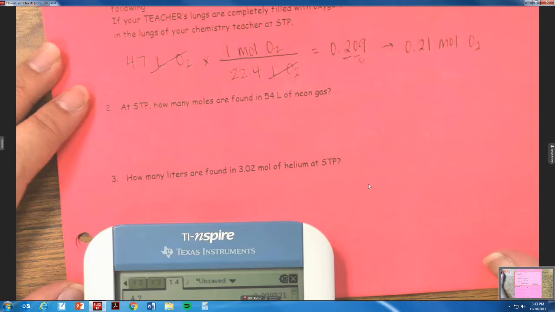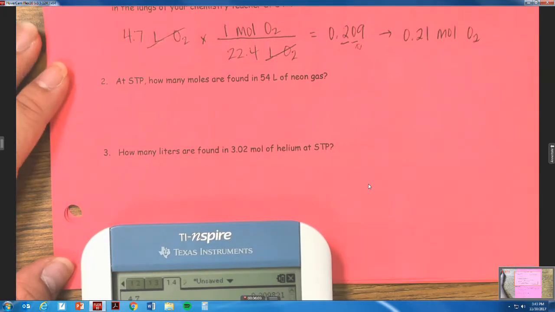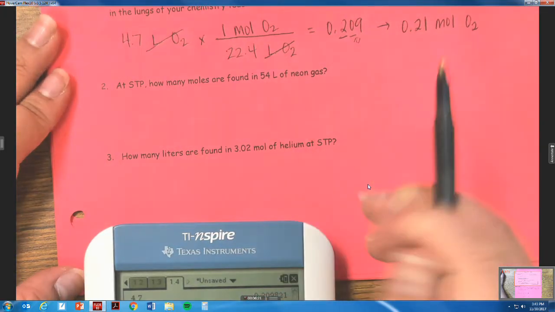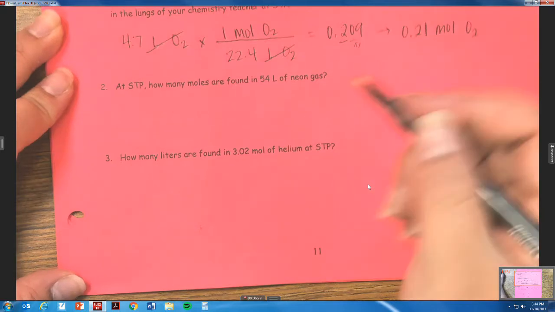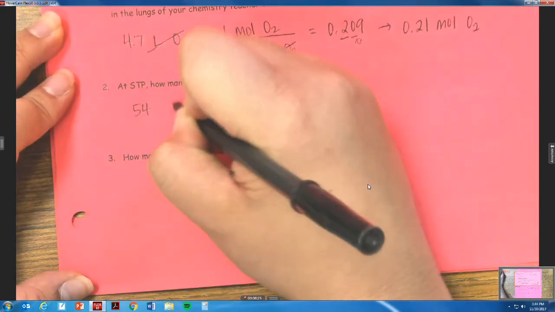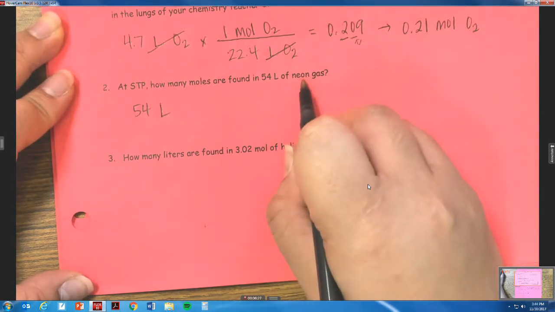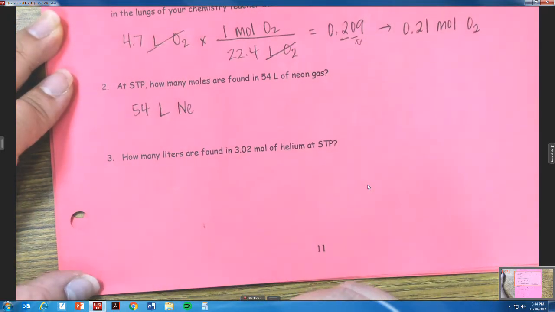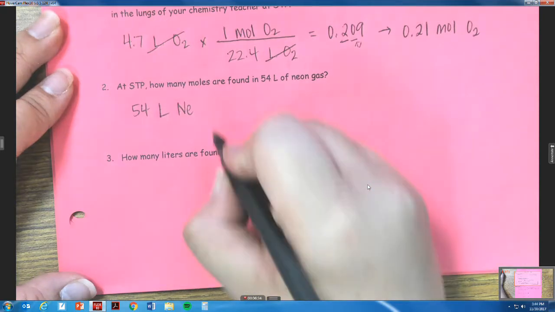Okay, so number 2. At standard temperature and pressure, how many moles are found in 54 liters of neon gas? So our given is going to be 54 liters. So 54 liters of neon gas. So neon on your periodic table is represented by the letter Ne, right?